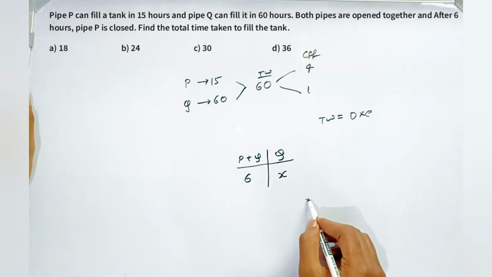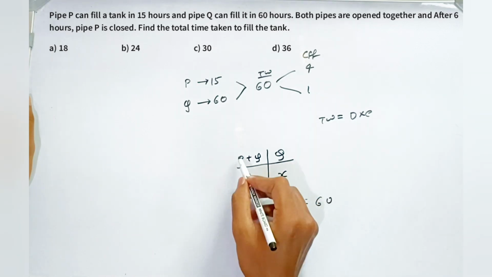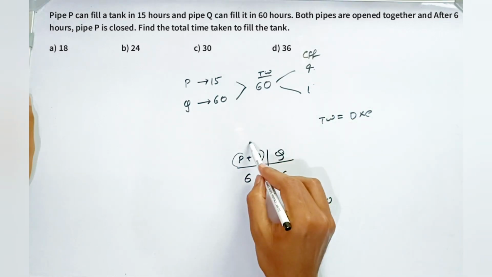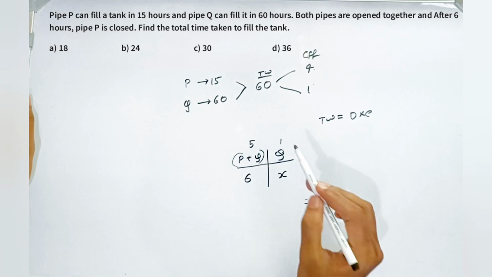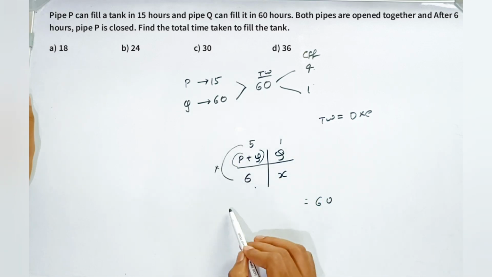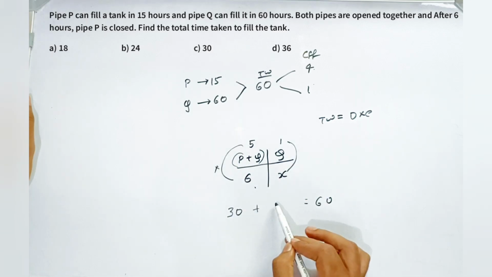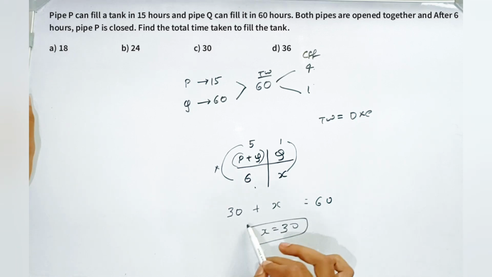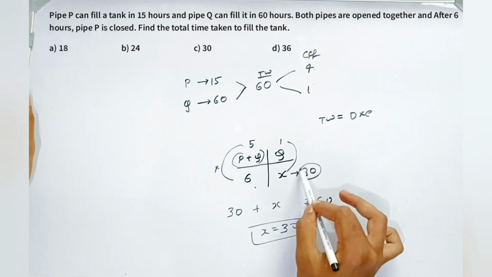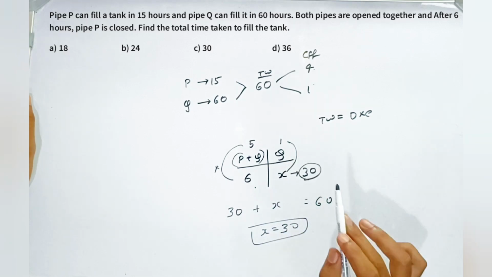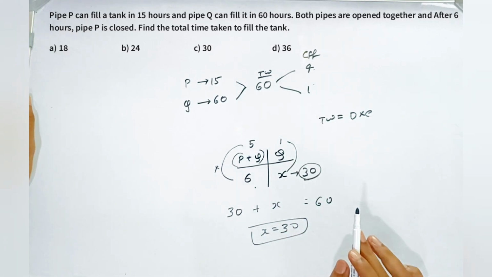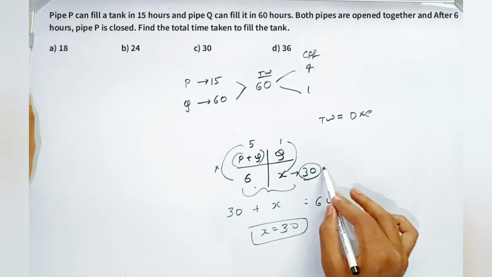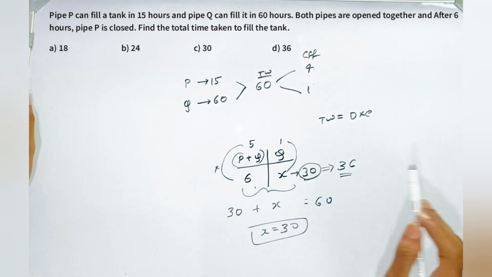So the total work is 60. Now we're going to calculate the efficiency. P plus Q efficiency is 4 plus 1, 5. Q efficiency is 1. Efficiency into days is 5 into 6, 30, and 1 into x is x, that is equal to 60. x is equal to 30. This x is 30, which means that Q is open for 30 hours. And now it is asked to find the total time taken, which means we have to add 6 plus 30. 36 is the correct answer.